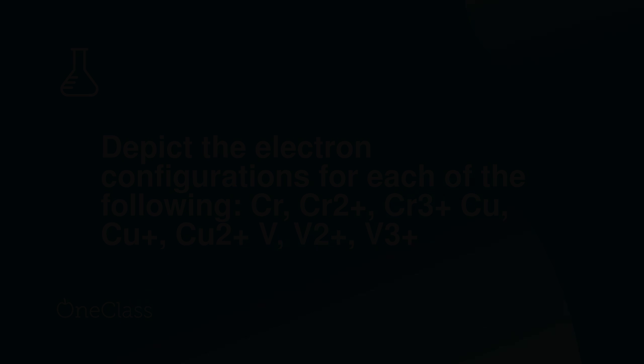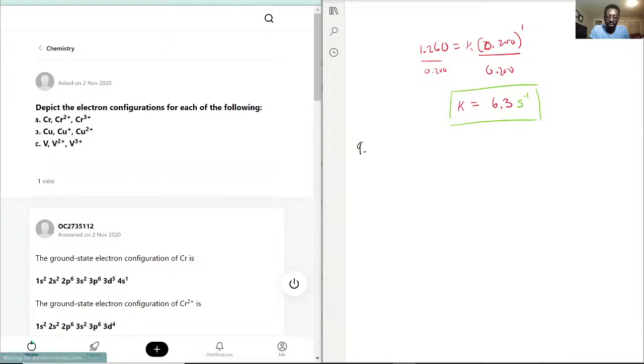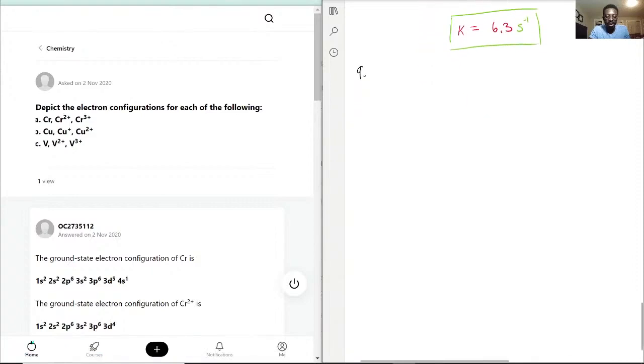9. Depict electron configurations for each of the following. Wow. This is going to be a long question. Good. Let's see. Hopefully you can sit with me and type through this as I solve this question.